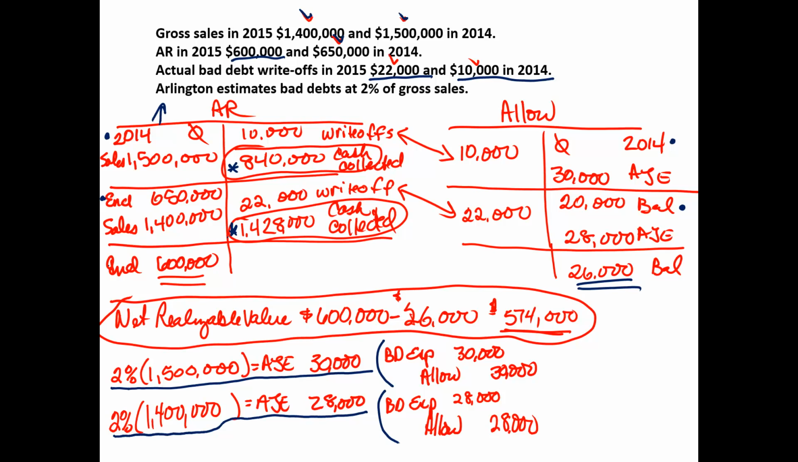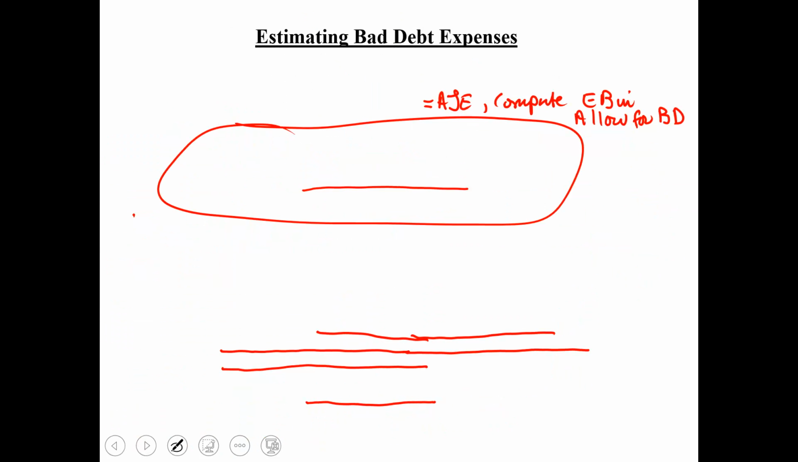And so far, so good. I estimated in the first year 30,000 were going to go bad, and so far in the first and second year 32,000 have gone bad. So it appears that I'm doing a pretty good job of estimating those bad debts. Let's now turn to the aging method.